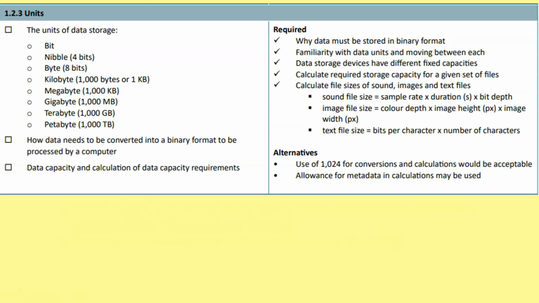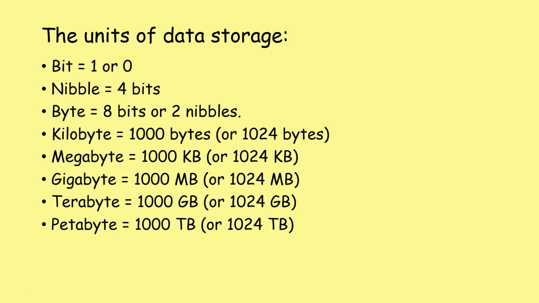Next, we have Unit 1.2.3, Units. The units of data storage that you need to know about are a bit, simply a 1 or a 0, a nibble, which is 4 bits, a byte, which is 8 bits or 2 nibbles. Then you have a kilobyte, which is 1,000 bytes, a megabyte, which is 1,000 kilobytes, a gigabyte, which is 1,000 megabytes, a terabyte, which is 1,000 gigabytes, and a petabyte, which is 1,000 terabytes. You can also use 1,024 for the units instead of 1,000, but that's much harder to calculate. Better to use 1,000, the simplification makes it easy to do any sort of data calculation conversions in the test.